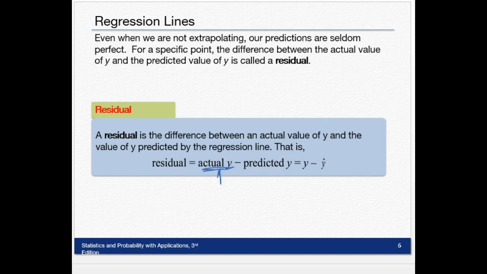Okay, this piece of information is going to be given to you in the problem, either in a data table or in the words problem stem. The predicted y, you have to solve for this using the regression line. Okay, so you take the given y minus the predicted y, and that gives you the residual.